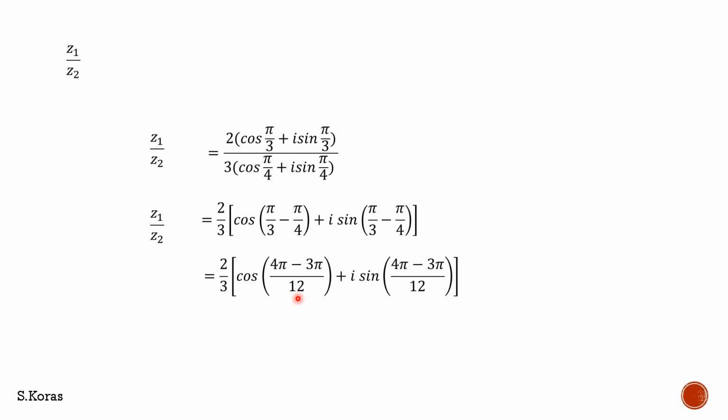In 12, 3 goes 4 times, 4 pi. For this minus, in 12, 4 goes 3 times, 3 pi. So if we simplify this, the same way here also, our answer will be 2 by 3 into cos of pi by 12 plus I into sine of pi by 12.